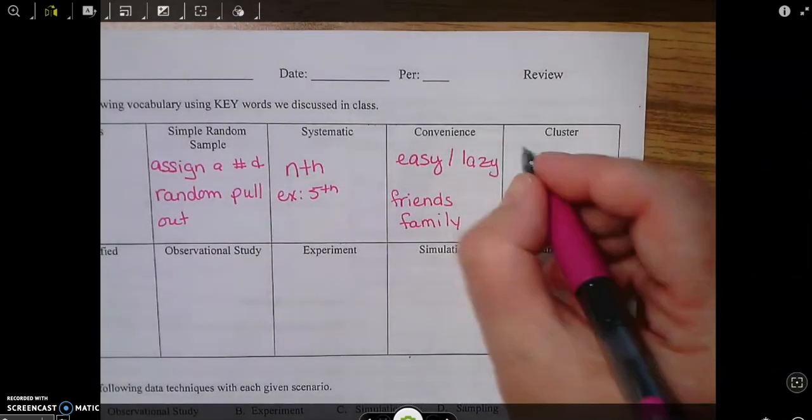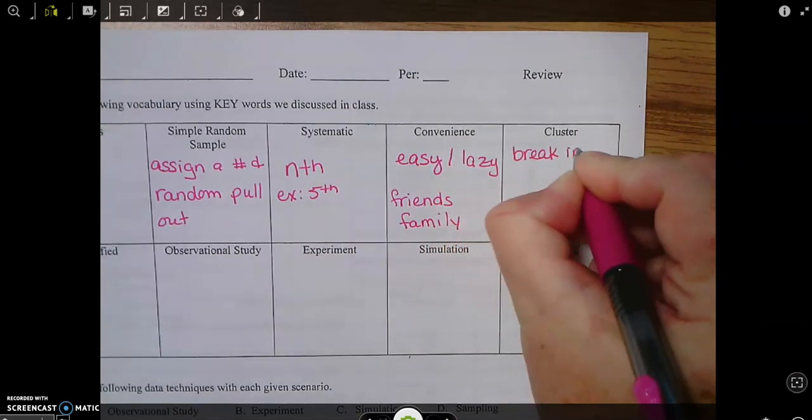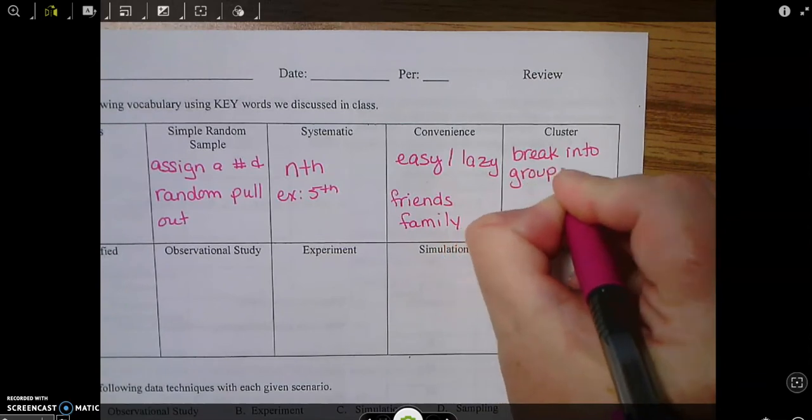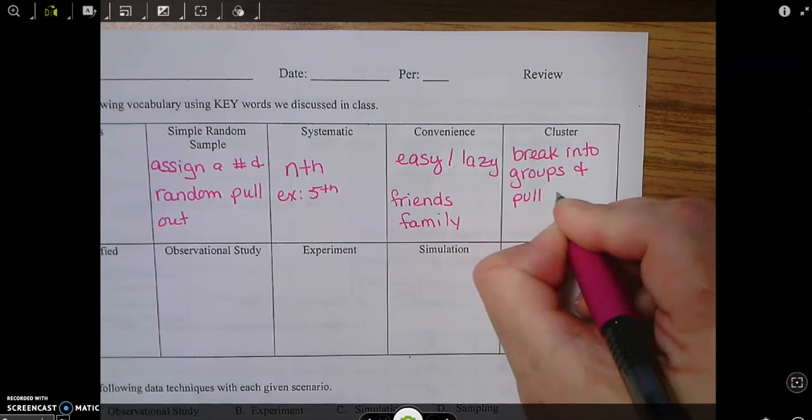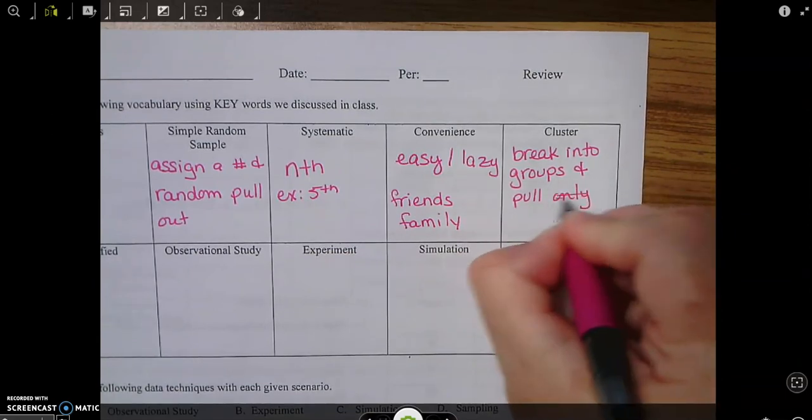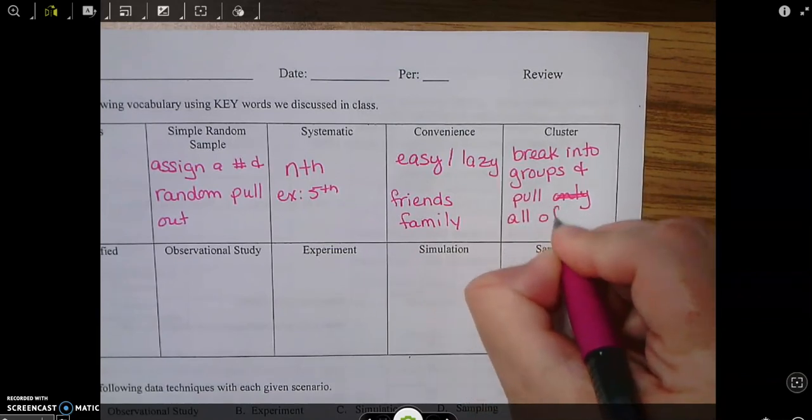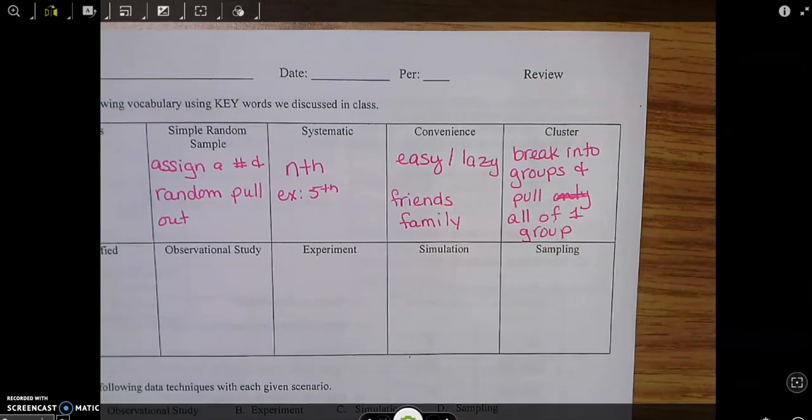Cluster is when you break into groups. So break into groups and pull all of one group. Okay. So for instance, all of Berkmar is considered to be in a group because we're in classrooms. So you're in my group. You're the Vetrano group. But let's say that people of the county wanted to talk to students at Berkmar to see if they like it here. A cluster would be they pulled one group, but let's say they pulled a 9th grade language arts class, and they're going to speak for the whole school. That would be a cluster.